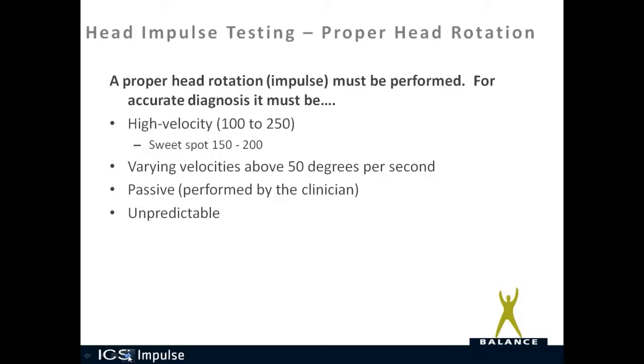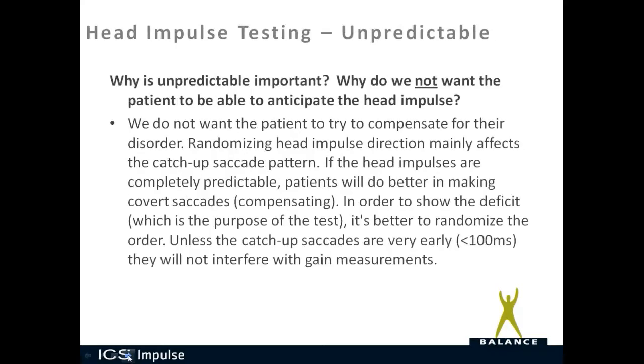Let's talk about proper head rotation. First, it must have a high velocity. The sweet spot is 150 to 200 degrees per second. So when you're doing your head impulse, you want to have the majority of your head impulses between 150 and 200. You want to have varying velocities. It should be passive, so obviously you're the one performing the head impulse on the patient. And it should be unpredictable.